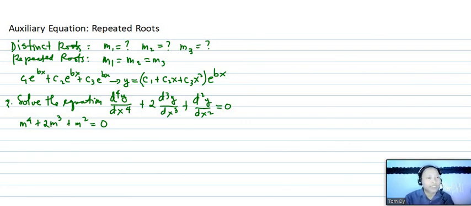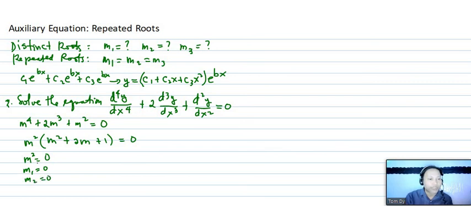Now, if you have noticed, this can be factored by m squared, our common factor. Let's say m squared times m squared plus 2m plus 1 is equivalent to 0. So if you have noticed here, m squared times m squared plus 2m plus 1, we equate this m squared to 0. Therefore, the square root of 0 is 0. So in other words, we have m sub 1 equal to 0 and m sub 2 equal to 0 for this case.